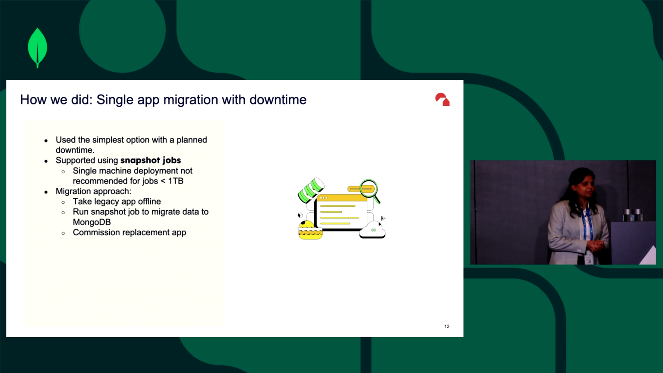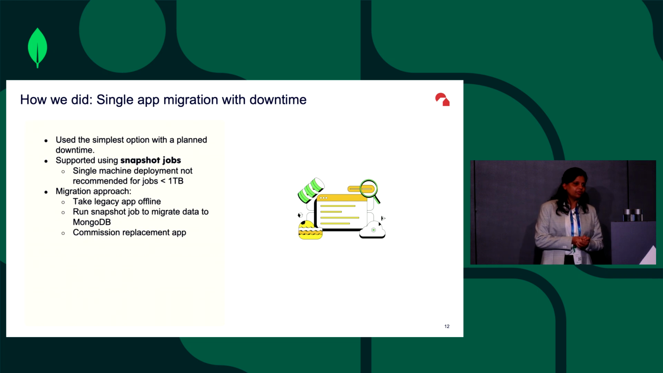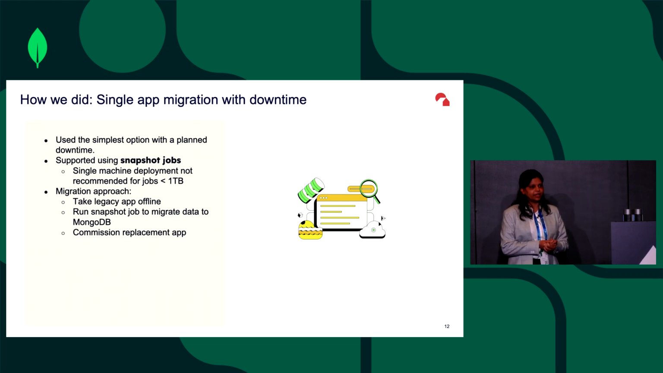So we used the snapshot version, and our migration approach was basically that we took the legacy app offline. None of the data traffic was moving to the legacy database or the apps. For that time period, we ran the snapshot jobs to migrate the data from on-premise to cloud, and then we commissioned the replacement app. Those were the uplifted APIs in the cloud, which were, of course, hosted on our Nationwide Enterprise Cloud, which is on AWS, and our new database was Mongo.